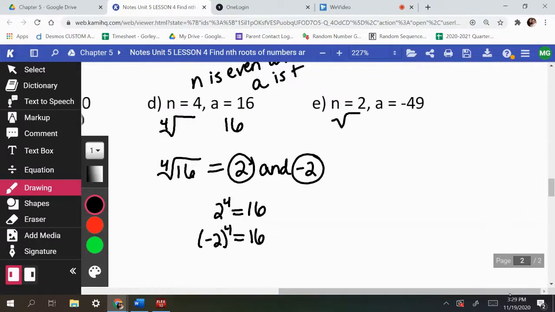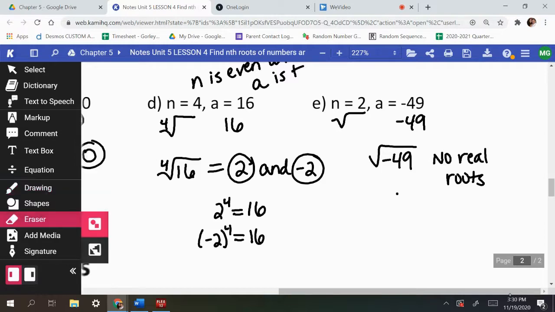Then I've got the square root of -49. Uh-oh, I've got a negative under a root. How many real solutions do I have? This is going to be a case where we have no real roots. We do have an imaginary root; we could say 7i would be an imaginary root, but there are no real roots. So we'll just leave it as no real roots.